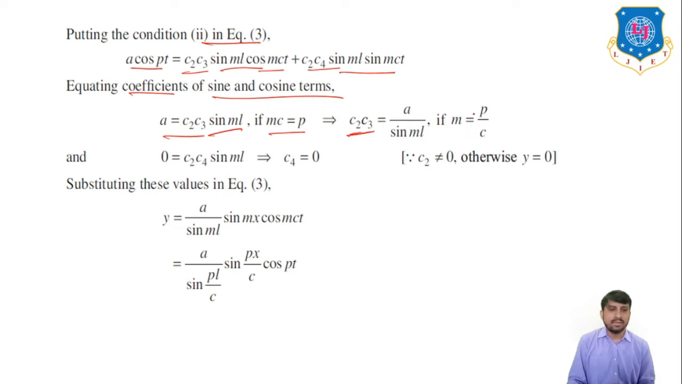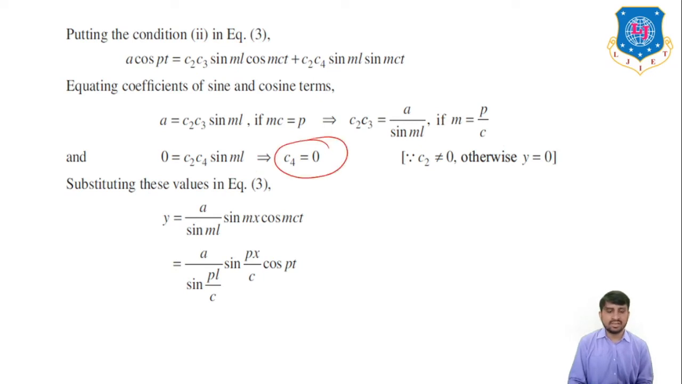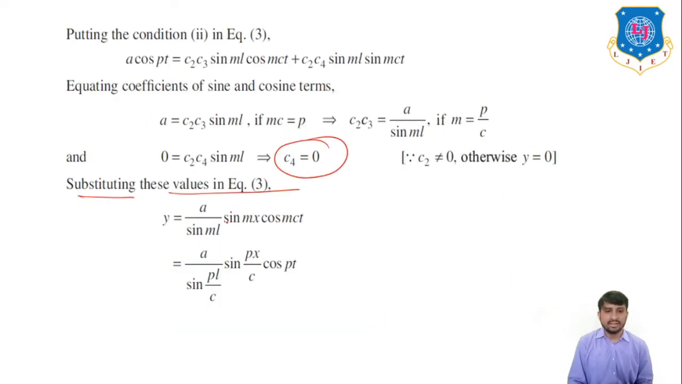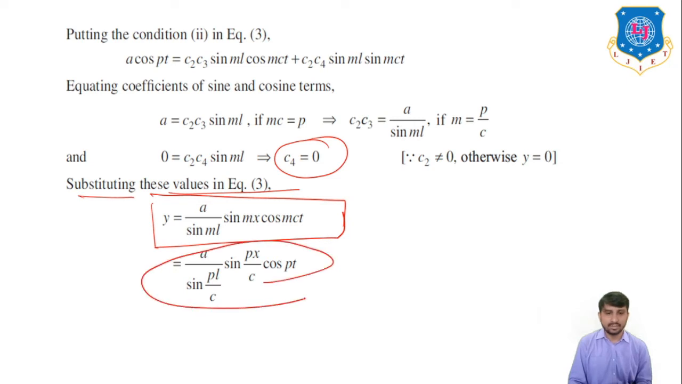Okay, so m is equal to p by c, right, and 0 is equal to c2 c4 sin ml, so c4 is equal to 0, clear? So c4 is equal to 0. Now substituting these values in equation number 3, y is equal to a upon sin ml sin mx cos mct, so y is equal to a upon sin(pl by c) sin(px by c) cos pt, okay, clear?